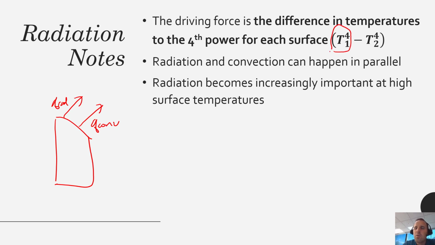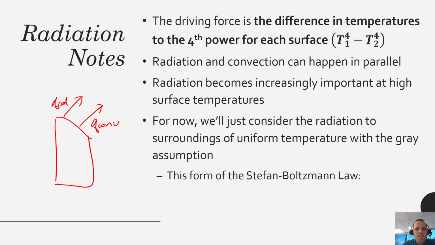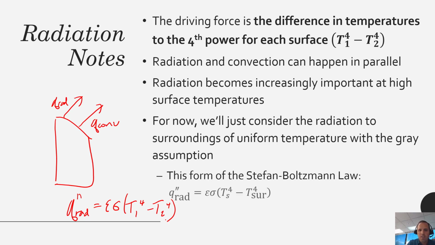As T1 gets really, really high, these rates become very large, and you could even neglect convection because it's so small by comparison. So for now, we're just going to consider radiation to surroundings at uniform temperature. So we're just going to be using that Q rad double prime, the flux, equal to epsilon sigma times T1 to the fourth minus T2 to the fourth, which applies when you have an object that is exchanging heat by radiation with its surroundings, and that the object is relatively small compared to the big size of its surroundings. So we'll use this form of the Stefan-Boltzmann law. So for now, this is the form that I want you to remember.